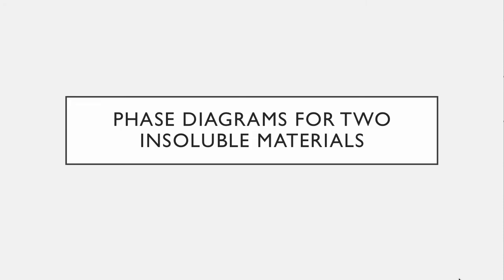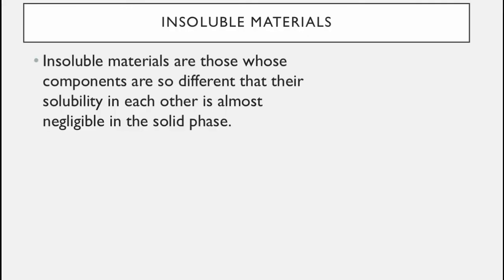Hello! Now that you have studied how to read phase diagrams for soluble materials, we're ready to jump into insoluble materials. We're going to start with a binary system, or two materials. Let's make sure we understand what we mean by insoluble. Insoluble materials are those that, while they may be soluble as liquids, once they become solids, they cannot mix.